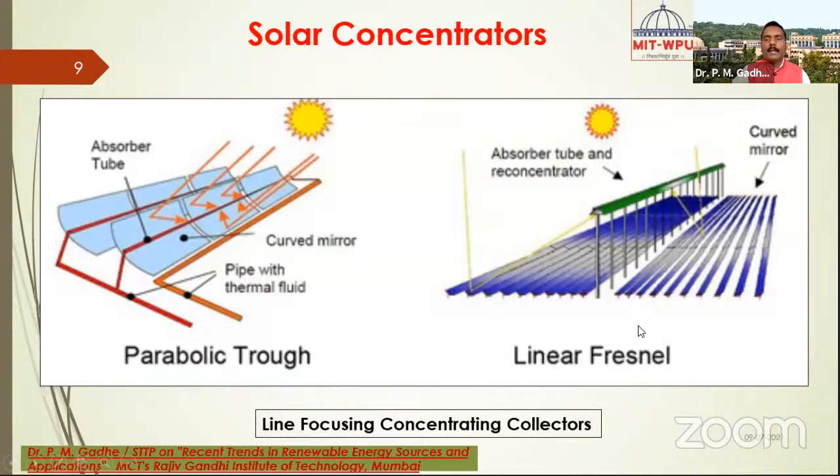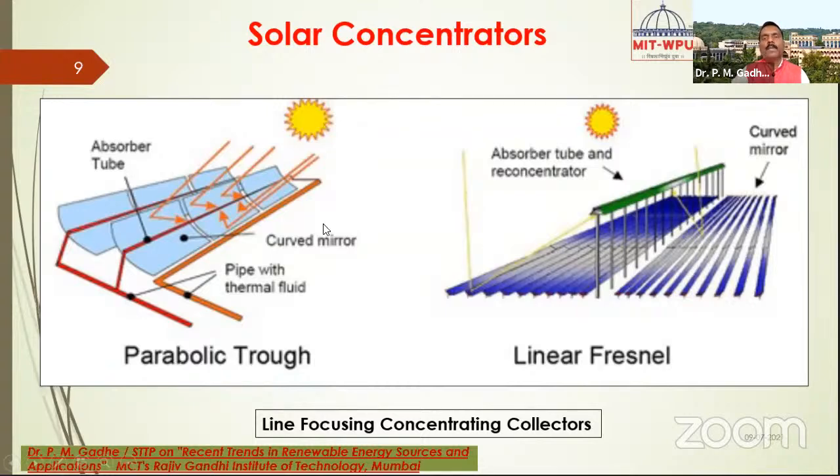Then the linear Fresnel concentrator. See, the linear Fresnel, there is limitation on the size of the parabolic trough collector, because it is not possible to fabricate a very large size of parabolic collector. So instead of that, in linear Fresnel reflector, what is done, that is, these parabolas are broken into number of straight mirrors. That is known as the Fresnelization of the mirror.